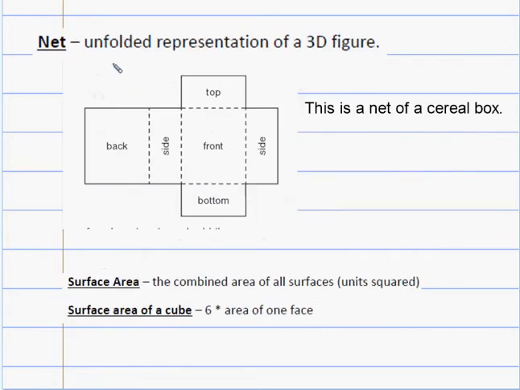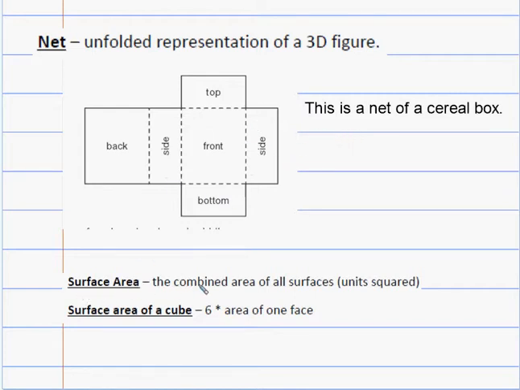A net is simply an unfolded representation of a 3D figure, and so this net here is an example of a cereal box. You have a front that would be opposite the back, and 2 sides, and then a top and a bottom. And so if we fold on those dotted lines, we would make a cereal box.